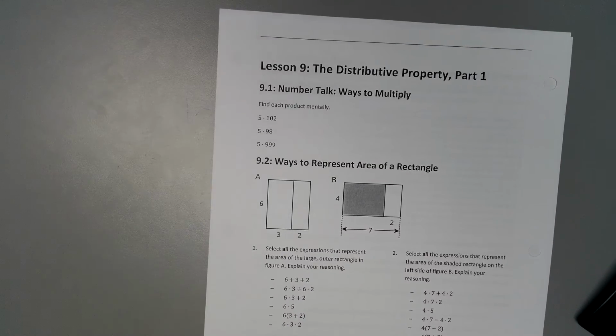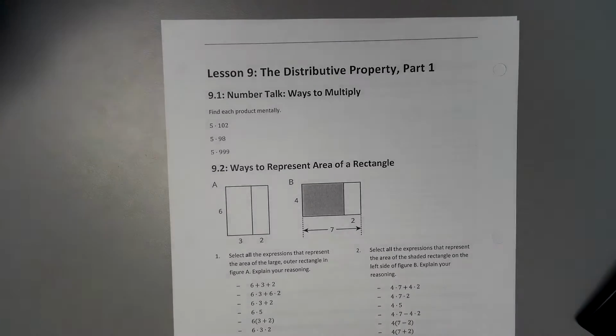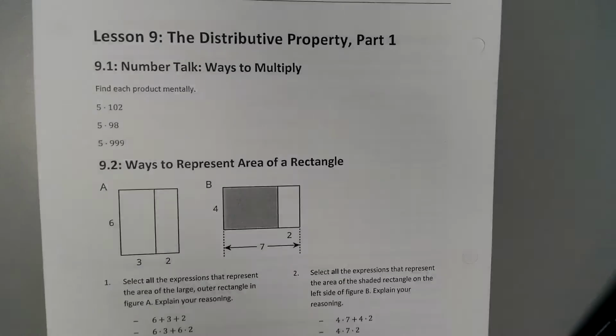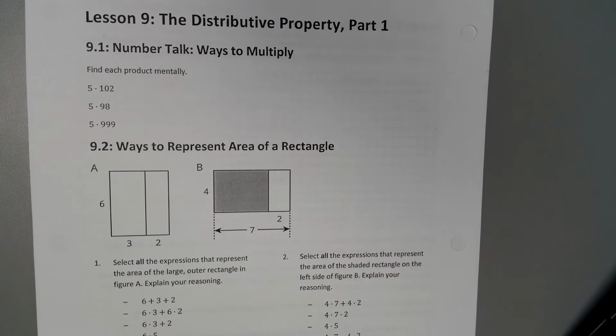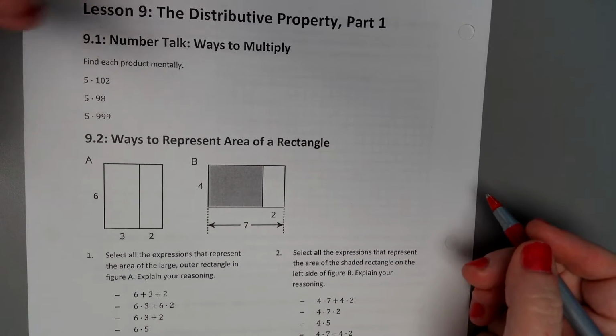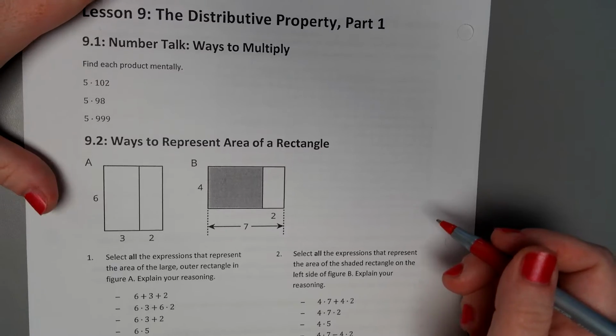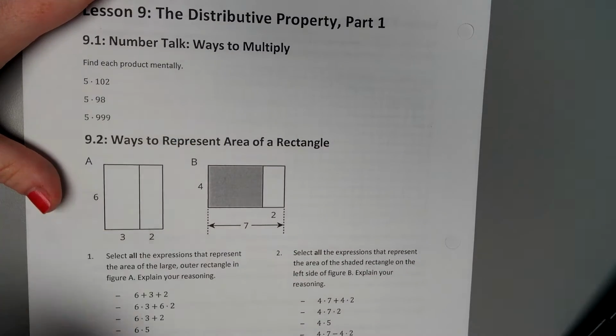So 9.1 is ways to multiply. Find each product mentally. We're still going to write a couple things down because we can break numbers apart. You've seen it before when you went over area and area models and how to find area of shapes. So we're going to talk about 5 times 100.